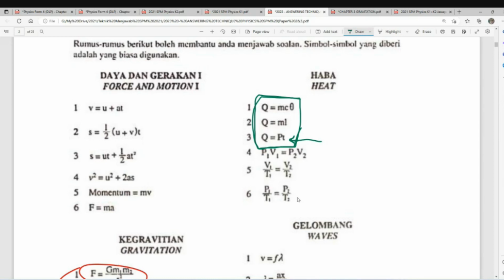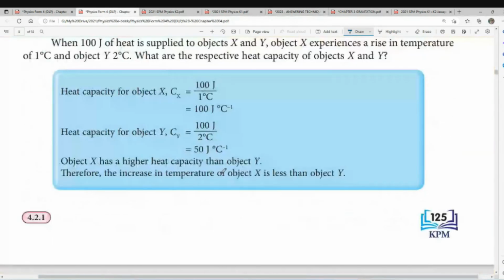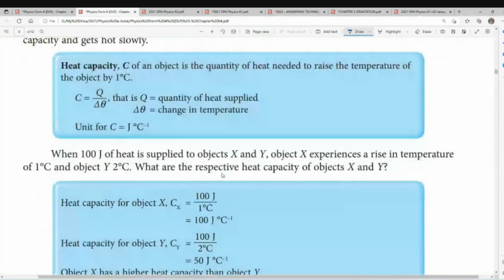Okay, so these are assumptions so that we can make this PT equal to the ML, or we can make PT equal to the MC delta theta. So this one is wrong again. It shouldn't be theta only, it should be the delta theta. Hopefully this year they change. According to the textbook, the correction is already made for that formula, delta theta. Last time in SPM they didn't really make these corrections. Even in the textbook, theta is wrong.